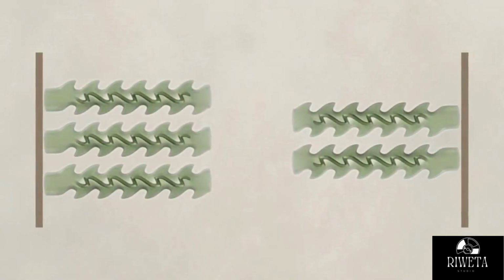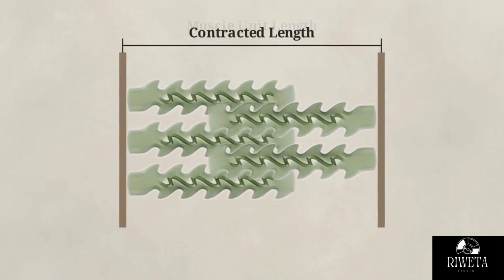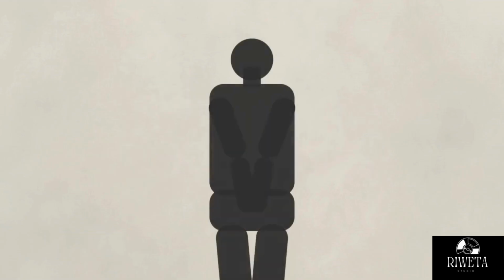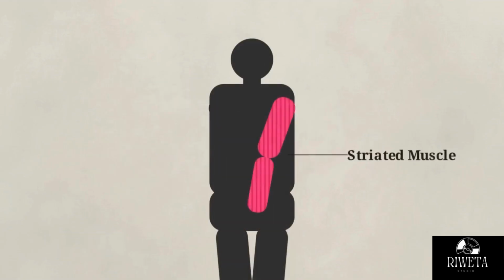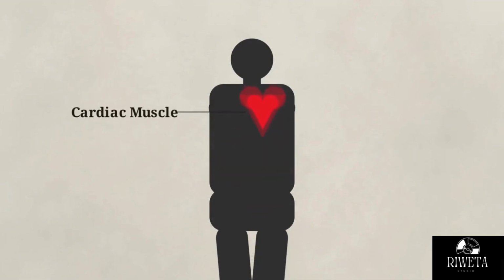Muscle fibers contain parallel protein filaments. When these filaments slide past one another, they shorten the length of the cell, converting chemical energy into physical pull. This mechanism is adapted for different roles. Striated muscles handle voluntary movement, smooth muscles manage internal organs, and cardiac muscle keeps hearts pumping.